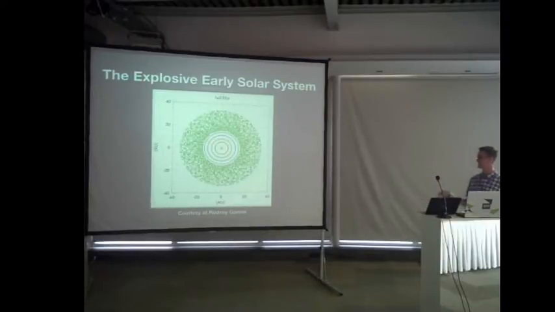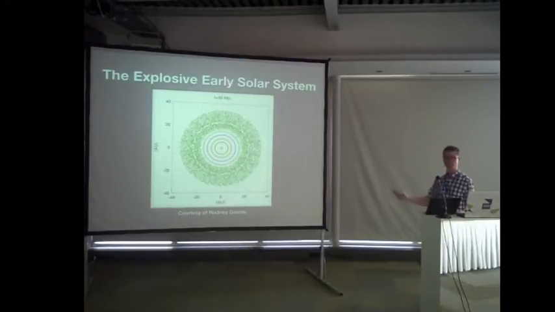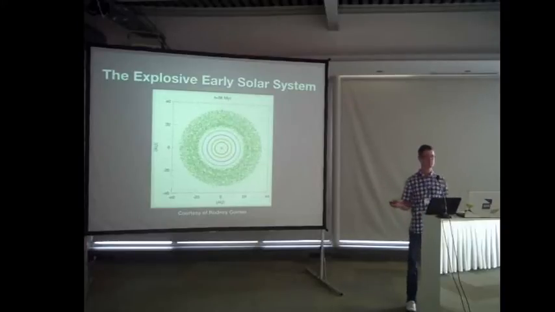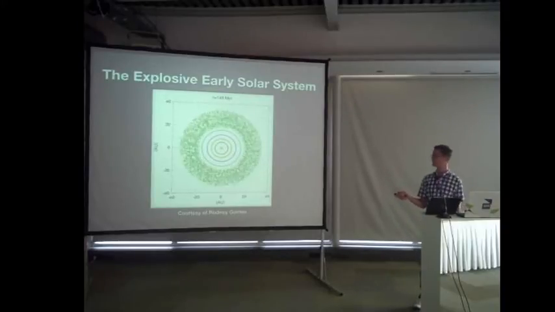This is the original version of what we call the Nice model. It's because the people who developed this model were in Nice having beers when they finally had the aha moment. And so let's just start this. This is what I mean by exciting solar system. This is the initial solar system, at least according to this model.